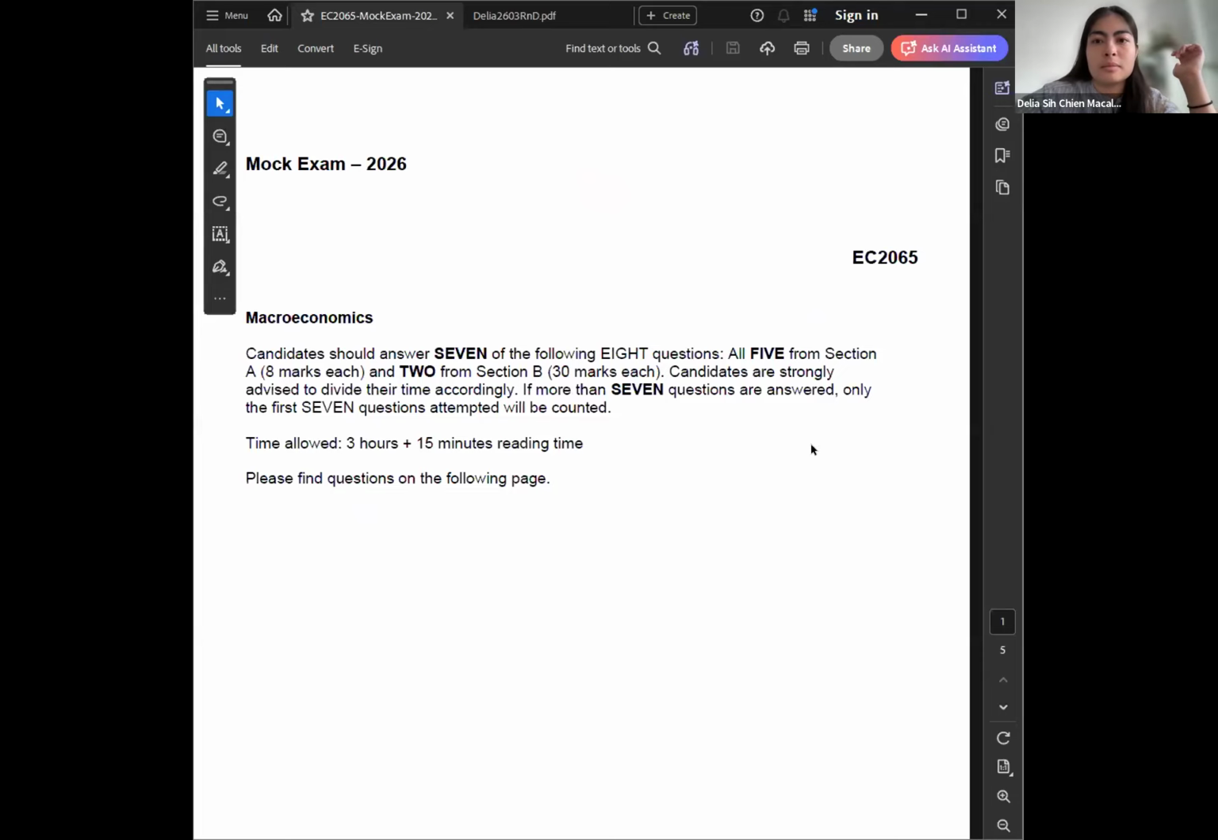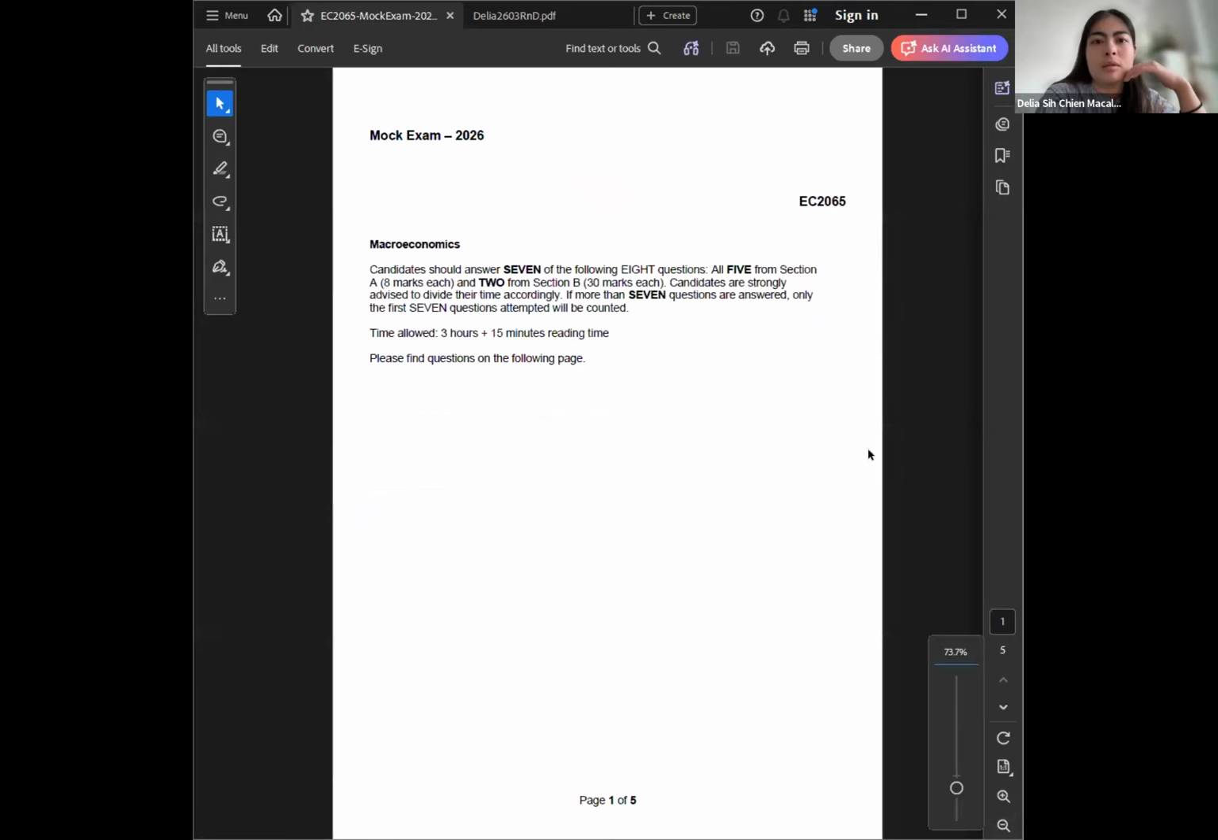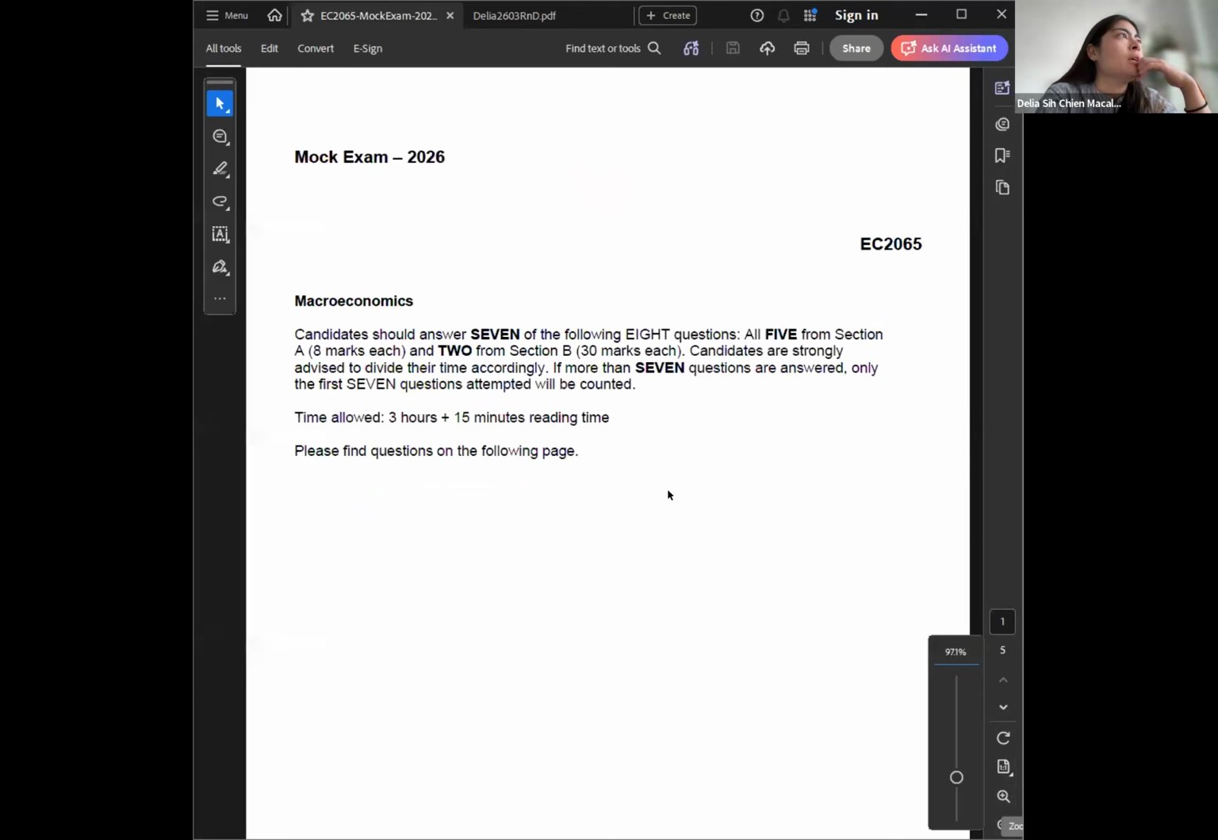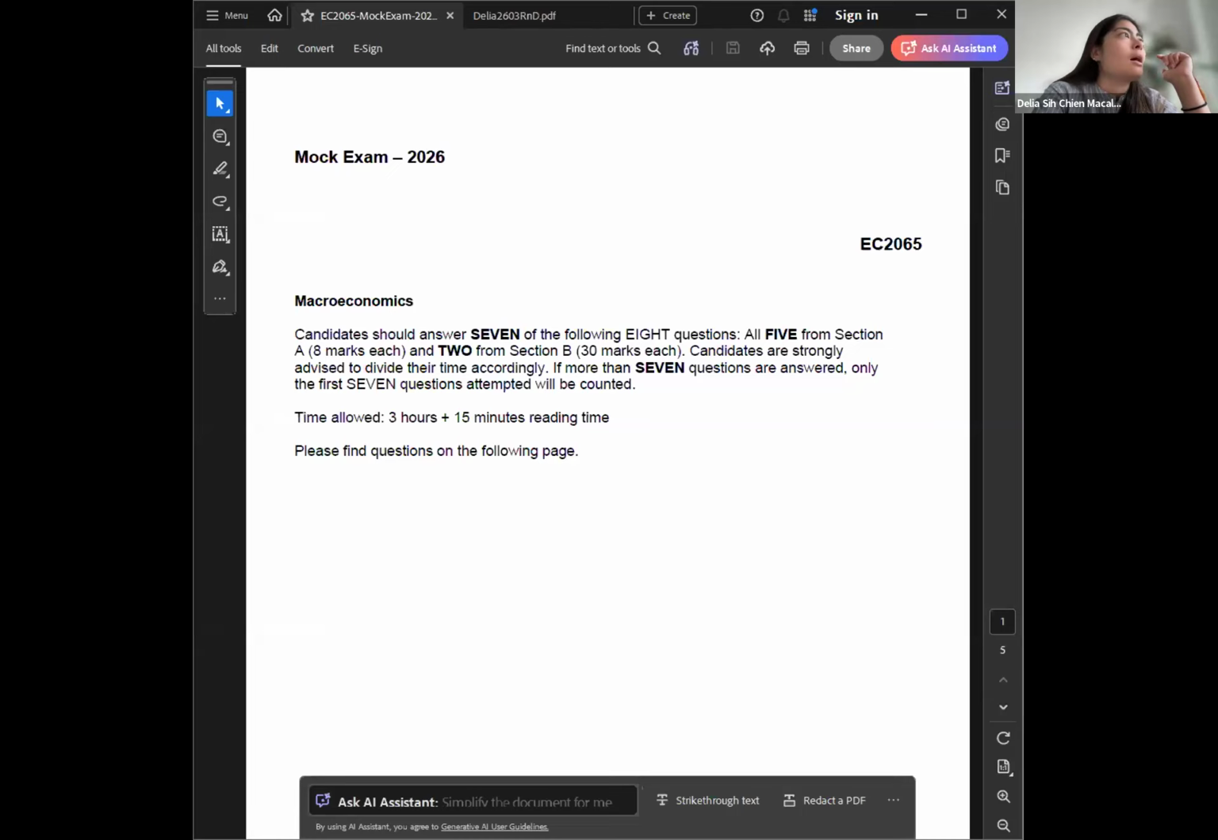Yeah, perfect. So this is, as you can see, your mock exam. This is for macroeconomics, the EC2065 mock exam for this year. On the first page, you have a short description, essentially, of what this exam will be. So definitely be familiar with the format of the exam before you sit down. That's something you can do beforehand, and you'll have it off your mind.